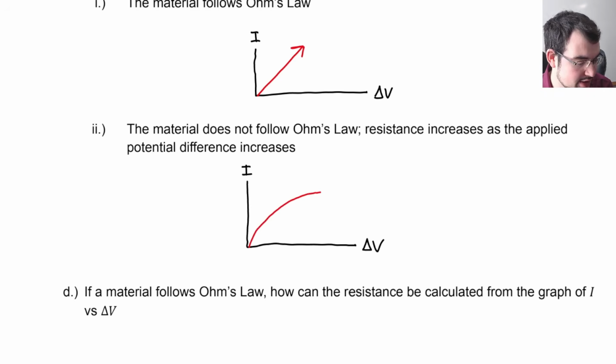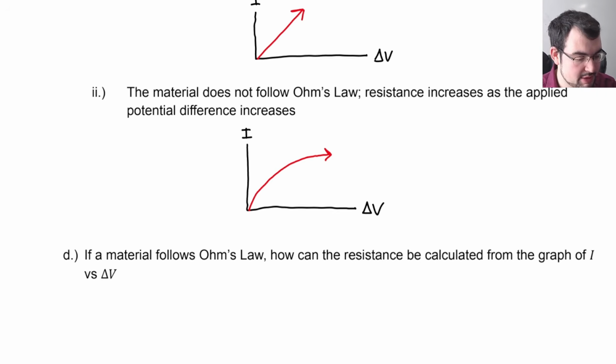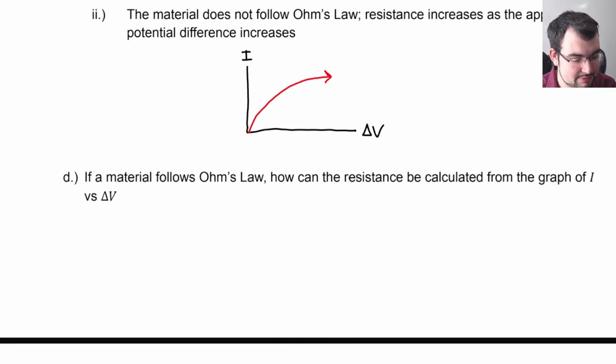So you actually get a concave down function when resistance increases like this because you're getting less bang for your buck as time goes on, because this is your input, your delta V, and this is your output. So you're getting lower increases in your output, meaning the second derivative must be negative.